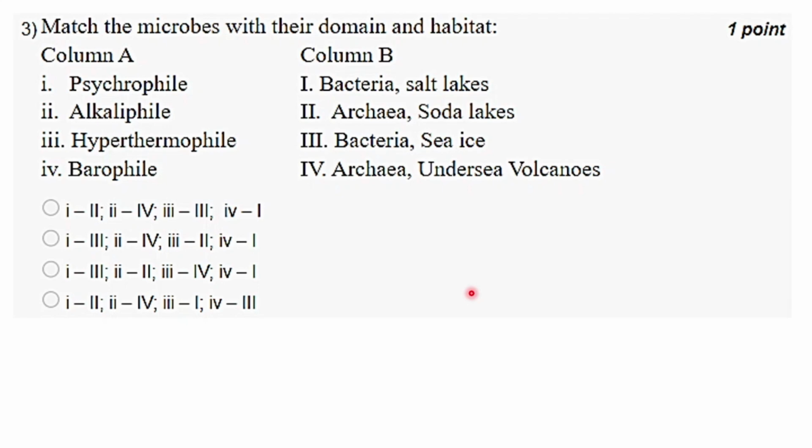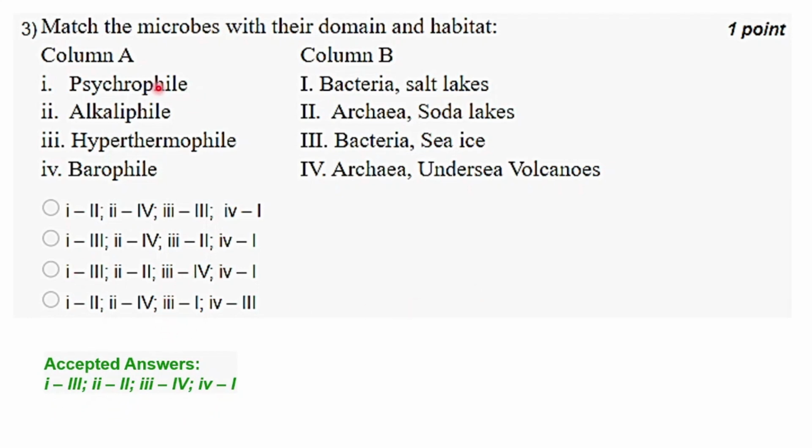Then if you're going to alkalophile, obviously it talks about the pH. If we go to barophile, baro is quite relevant to pressure. So that relates to pressure. If you think along those lines, the accepted answer is yes, C.